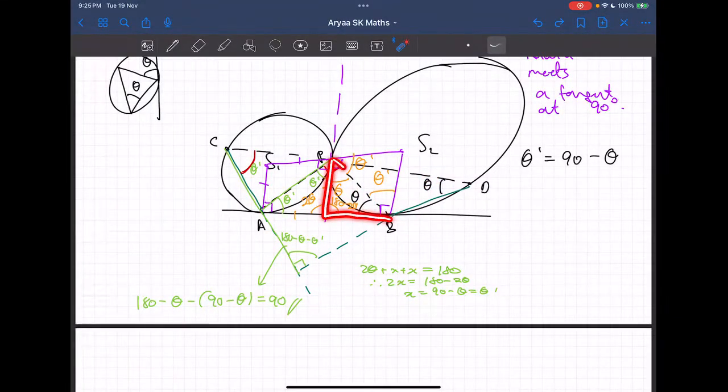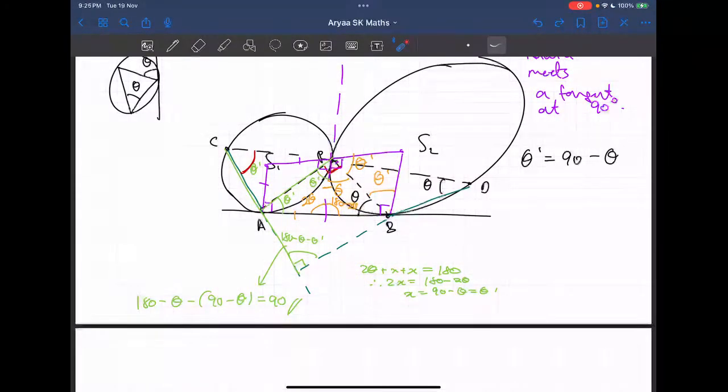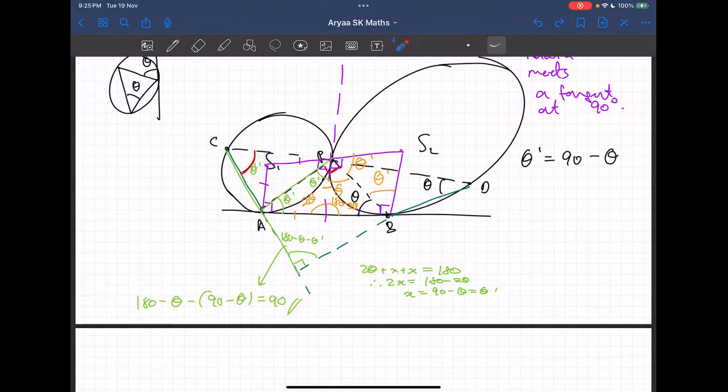We can see this is an isosceles triangle, so this angle is also theta, and therefore this angle must be 180 minus 2 theta. Then this is a straight line, so this is 2 theta. And this is also an isosceles triangle, so this angle must be theta dash, therefore this angle is also theta dash, and then we can move the theta dash over to here.